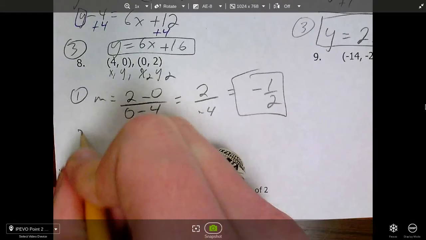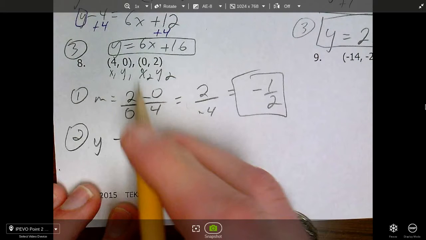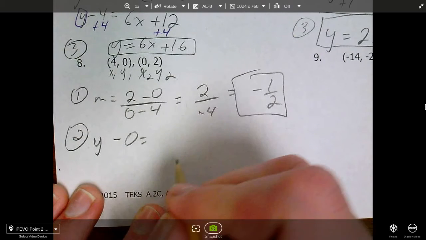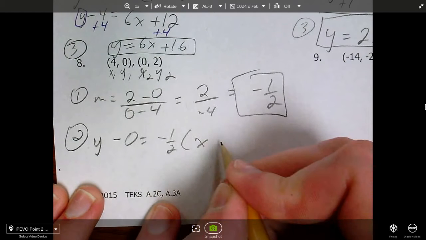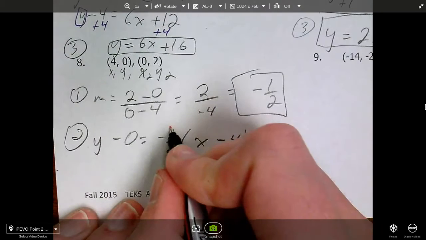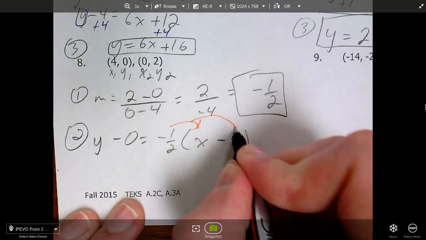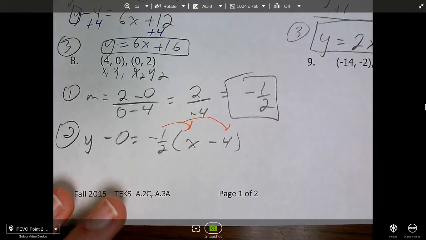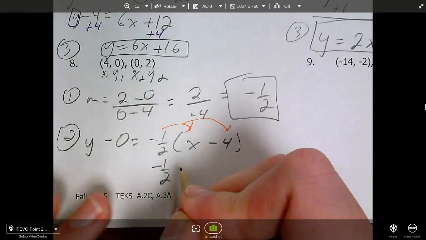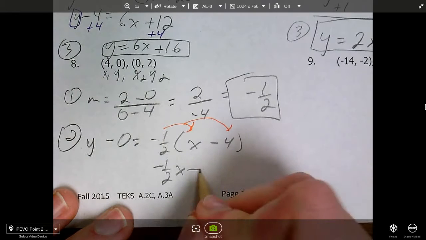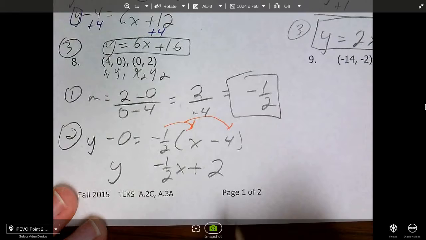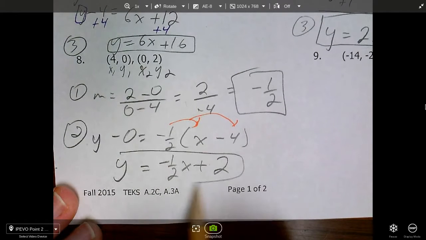All right, so step 2, y minus y1. Well, y1 we already picked out as 0, y minus 0, equals negative 1/2 times x minus x1, so minus 4. Watch our negative signs here, because we have negative 1/2 times negative 4. So that's going to be negative 1/2 x. Negative times negative is positive, so positive 2. And then y minus 0 is just y. So y equals negative 1/2 x plus 2.